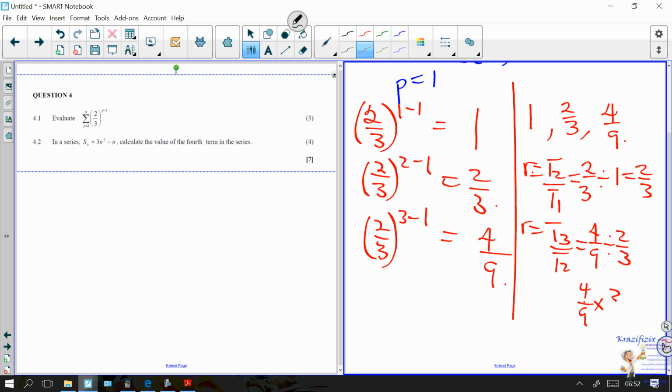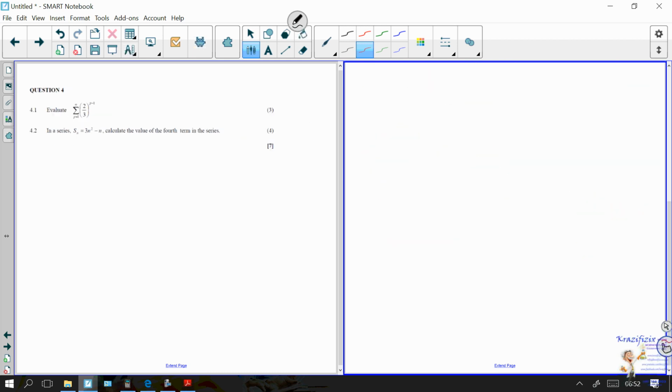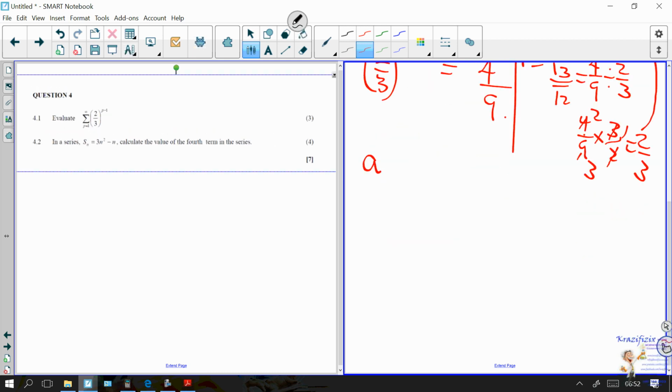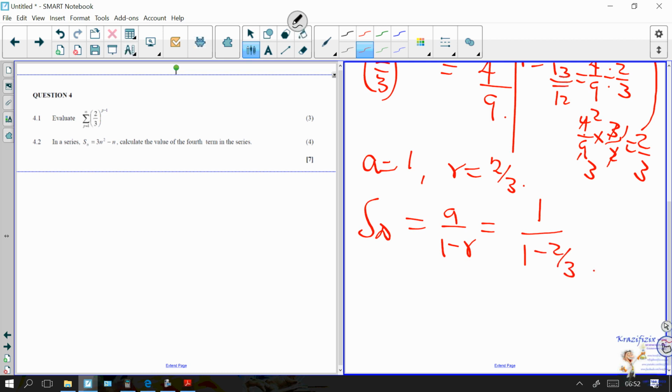4 over 9 multiplied by 3 over 2. That would give me 2 there, and that would give me 3, which is 2 over 3. So we confirm it's a geometric. My A, therefore, is 1, and my R is 2 over 3. What is the sum to infinity? It says 1 to infinity there. It is A over 1 minus R. What is A? 1. I have 1 there, and 2 over 3.